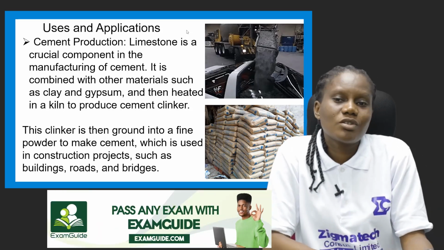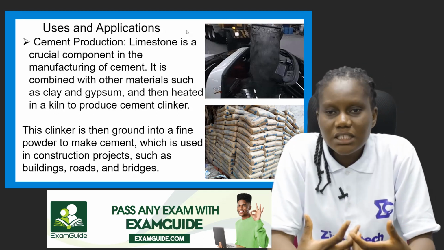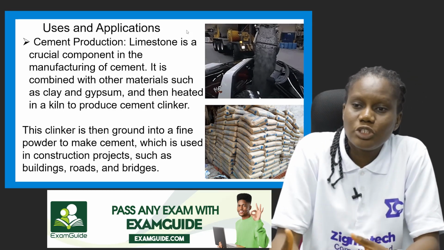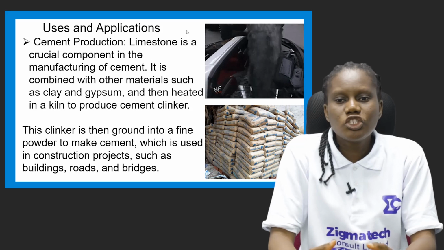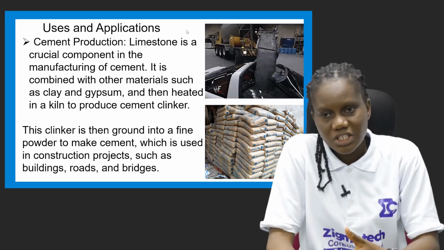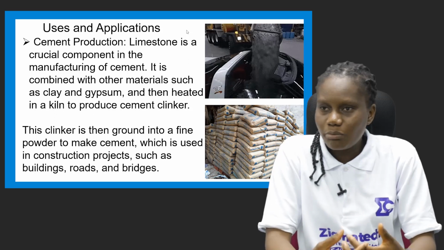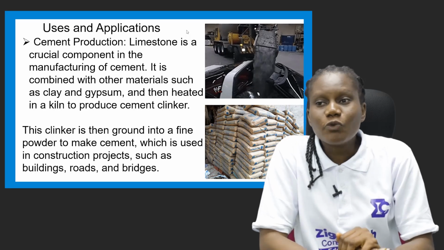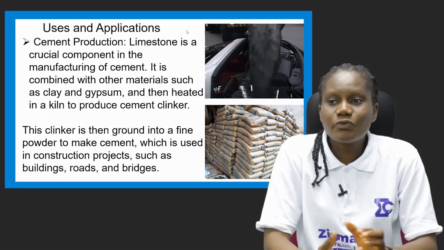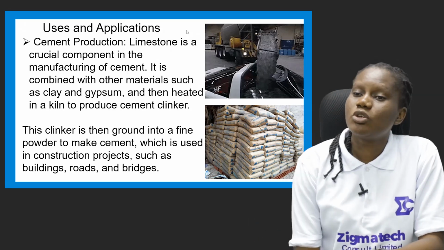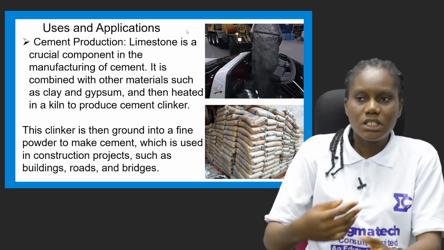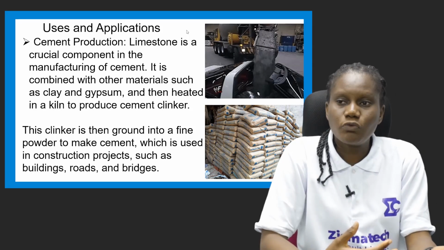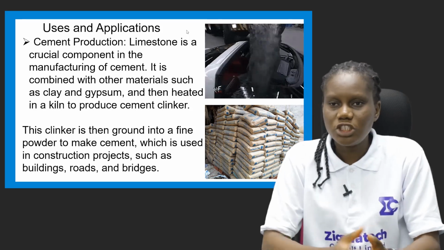It is combined with other materials such as clay and gypsum and then heated in the kiln to produce cement clinker. This clinker is then ground into a fine powder to make cement, which is used in construction projects such as buildings, roads, and bridges. If you're not going to make your house of glass or of wood or of iron, definitely you're going to build your house using cement. And even if you're going to use those other raw materials that I made mention of, for the foundation you will need your cement.